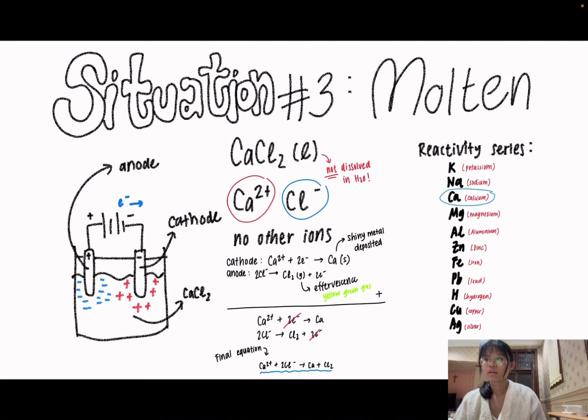So at the cathode, the reaction we can observe is Ca2+ + 2e- = calcium in its solid form, and the observation would be shiny metal is deposited.